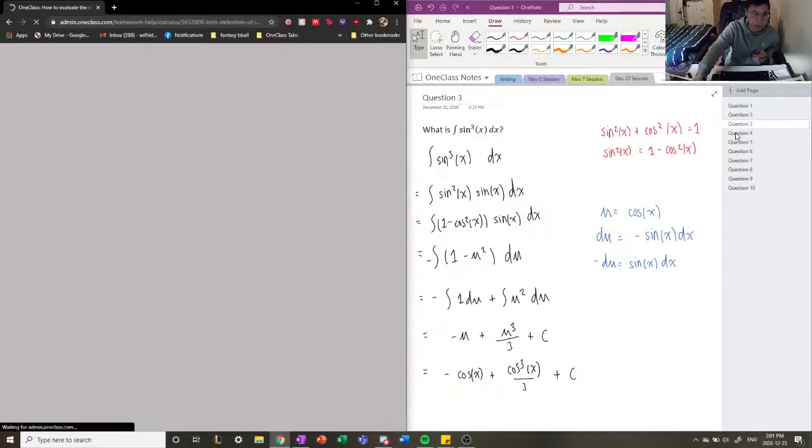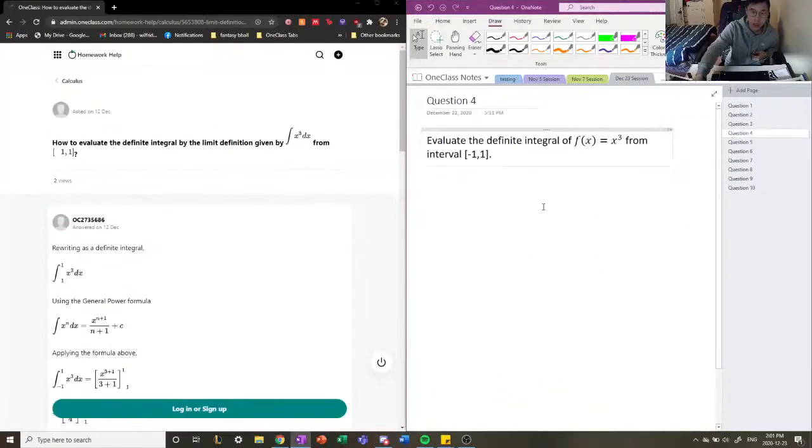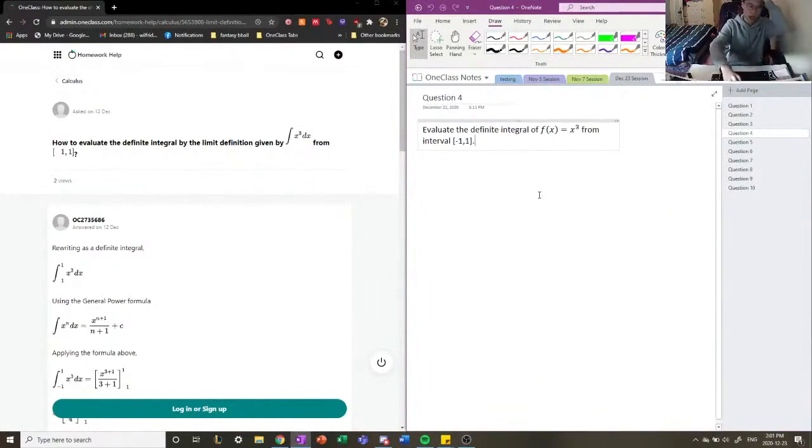Question number 4. All right, so evaluate the definite integral of f of x equals x cubed from interval -1 and 1. Okay, so in the original question, they asked us to use the limit definition of the integral. And so they want us to calculate the integral of x cubed dx.